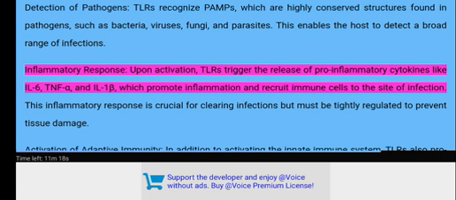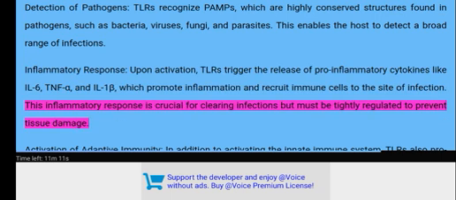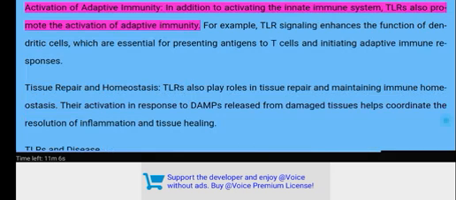Inflammatory response. Upon activation, TLRs trigger the release of pro-inflammatory cytokines like IL-6, TNF-alpha, and IL-1 beta, which promote inflammation and recruit immune cells to the site of infection. This inflammatory response is crucial for clearing infections but must be tightly regulated to prevent tissue damage.